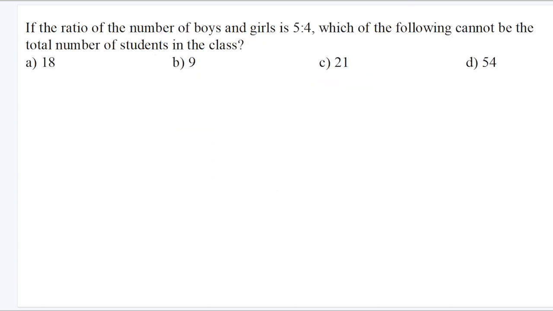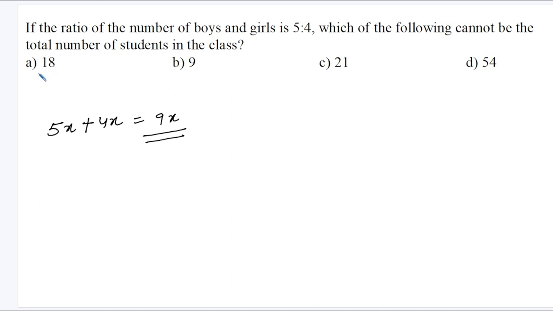Okay, checking the next one. Now this is another type of question which we can expect in the exam. It says if the ratio of the number of boys and girls is 5 is to 4, which of the following cannot be the total number of students in the class? Let's check this question. Suppose the number of boys is 5x and the number of girls is 4x. Since it's a ratio, we have to assume some multiplier with it. The sum of them is 9x, 9 times something.